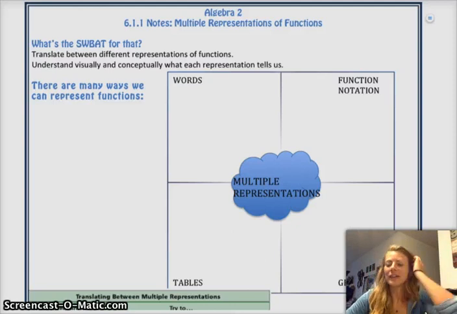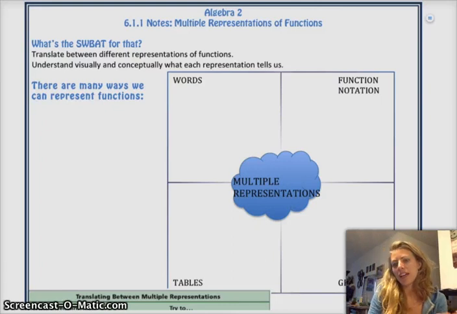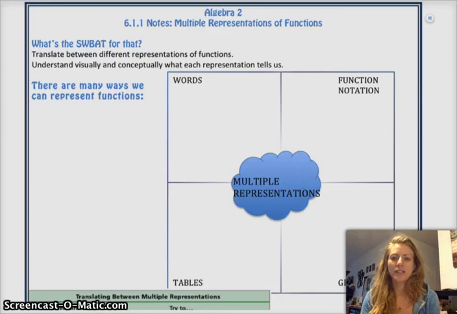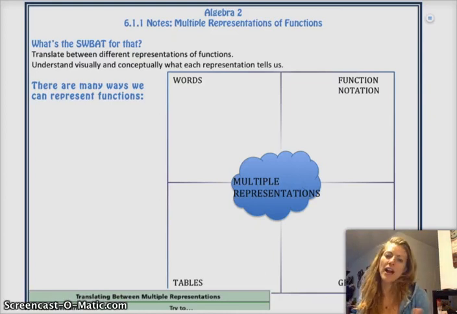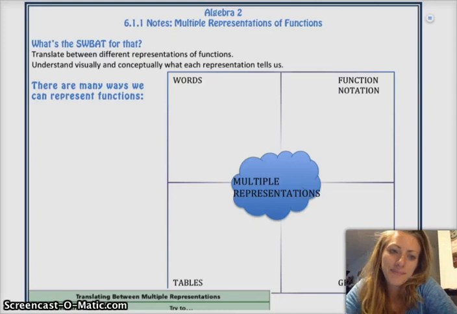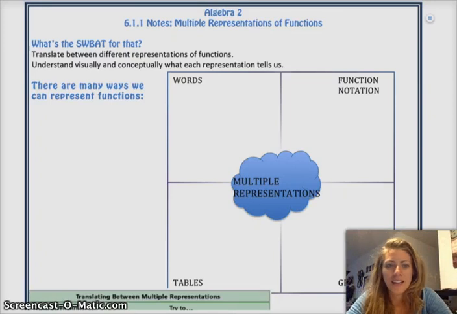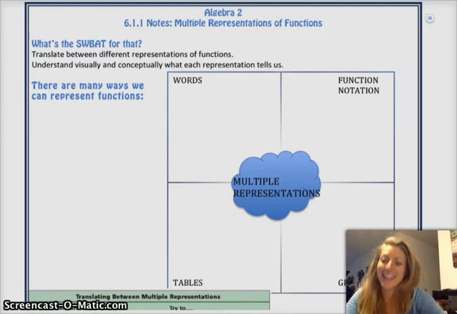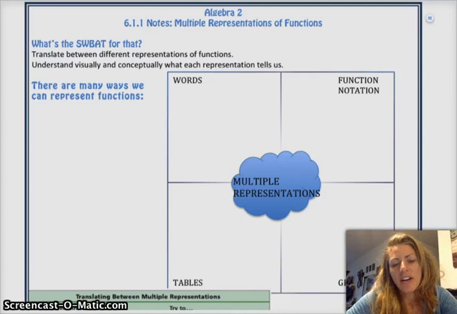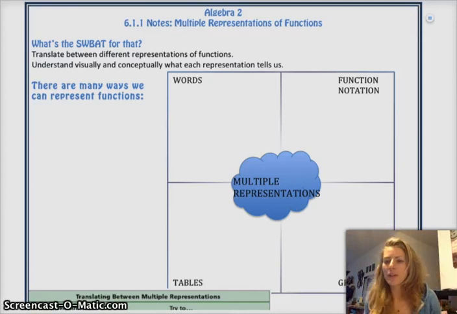Okay, so today we're just going to be looking at different representations of functions. So we'll be able to go from one thing to another: words to functions, functions to tables, tables to graphs, graphs to words, and then be able to understand visually and conceptually what each representation tells us. Okay, so there's lots of different ways we can represent functions, one of which is words.